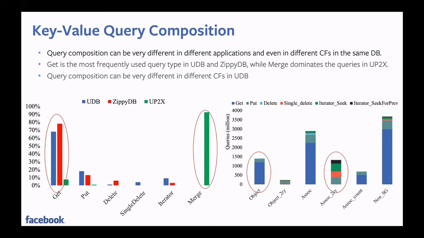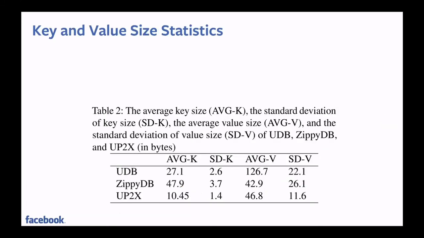The second thing we want to know about is the key and value size distribution. It influences the performance of RocksDB, and also we could know whether we need to do key-value separation, whether we want to improve compaction and flush, and we may be able to improve the caching in memory.